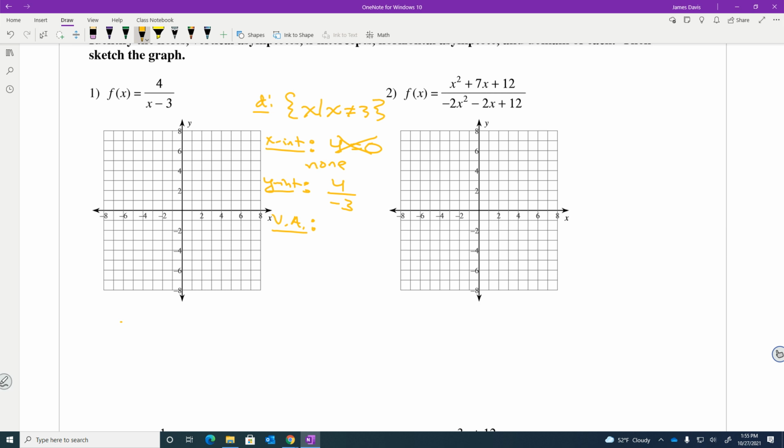Wait, is it horizontal on the bottom? No, vertical is the zeros of the denominator that are not also zeros of the numerator.